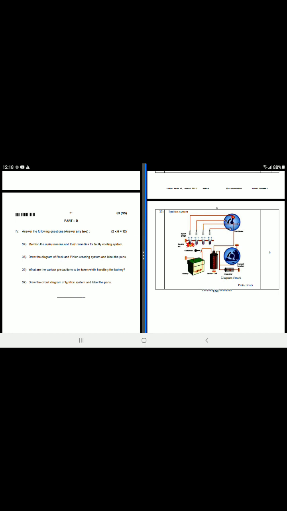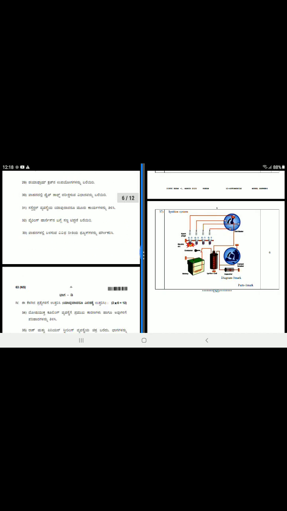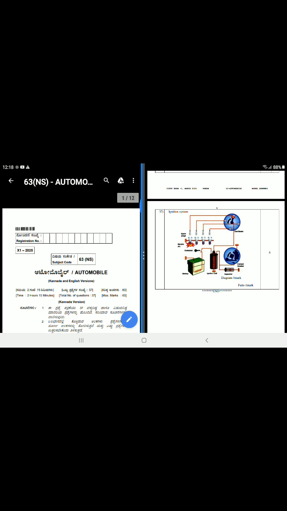Okay. So this is the question paper explanation of Karnataka board class 12th automobile question paper and its solution.